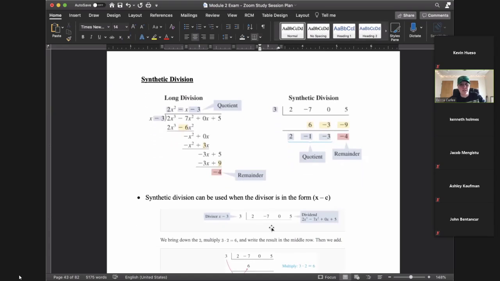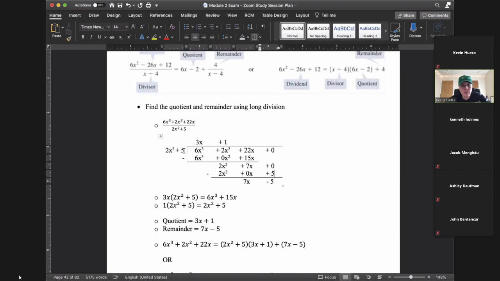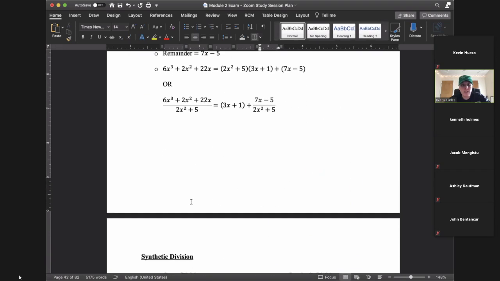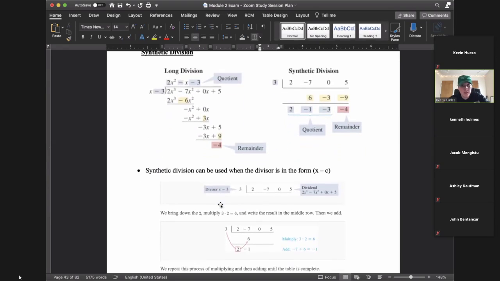All right, synthetic division. So you can use synthetic division when the divisor is in the form x minus c. If it's not in the form x minus c, if it's not just a single x, it won't work. It won't work if we have something like this. We can't use synthetic division with 2x squared plus 5. It has to be in the form x minus c. So just something to remember.